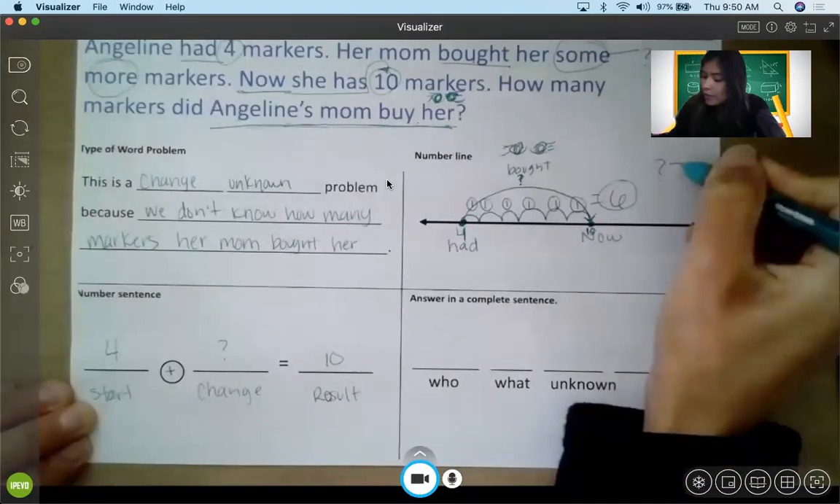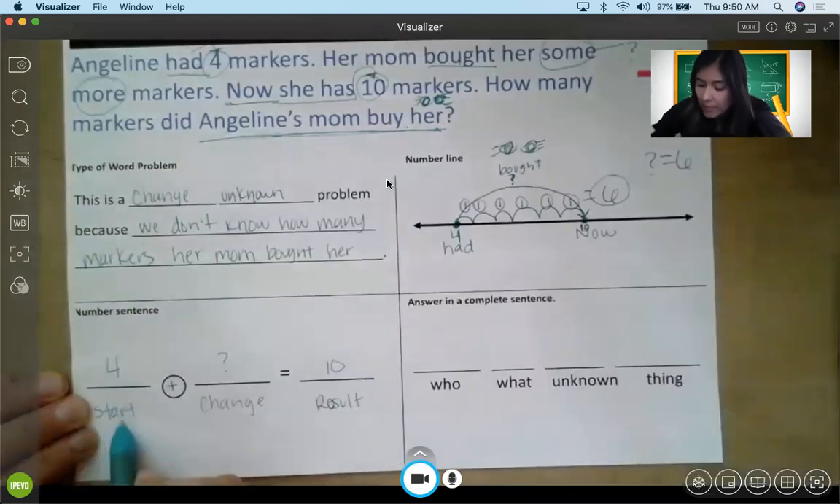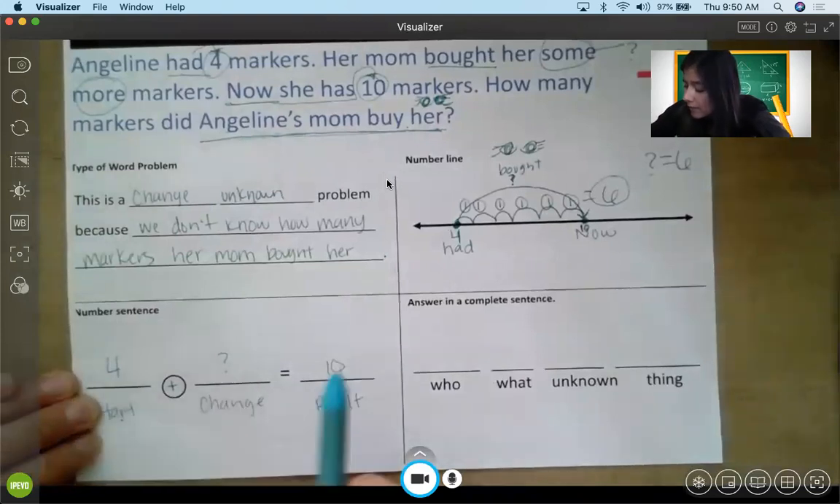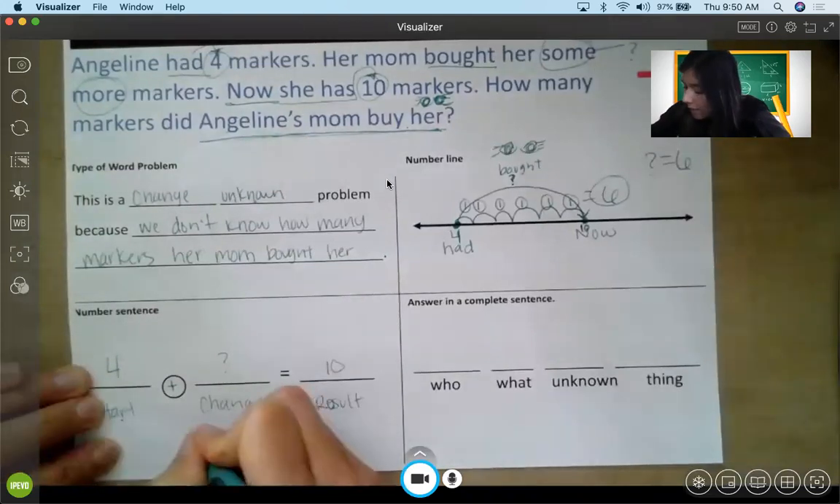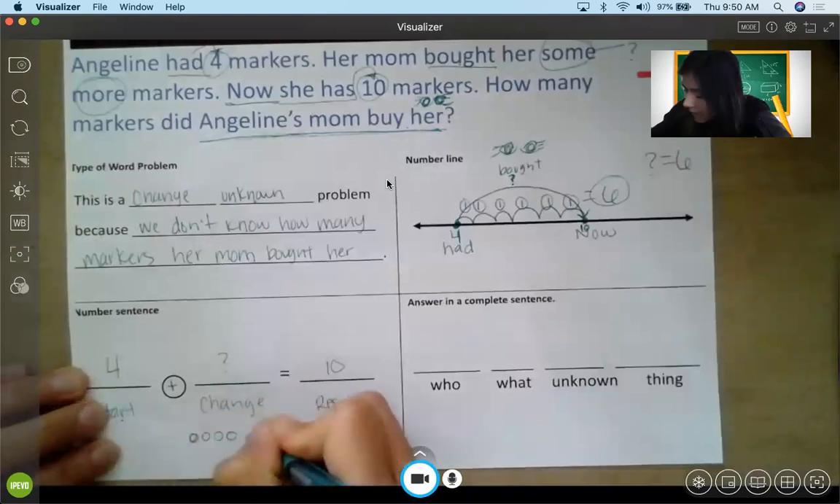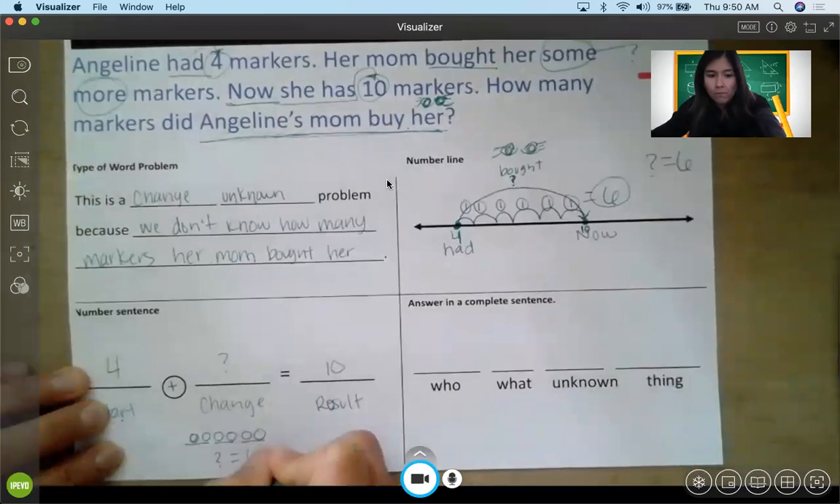Or we can do it here. We have 4 and we just count forward in order to get to 10. So 4 plus how many equals 10? 4 plus 4, and 5, 6, 7, 8, 9, 10. So that's 2, 4, 6. So the unknown equals 6. Okay, boys and girls?